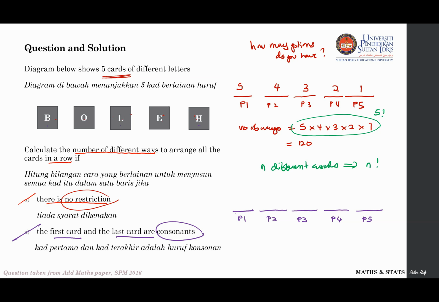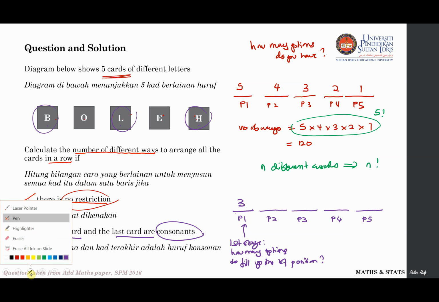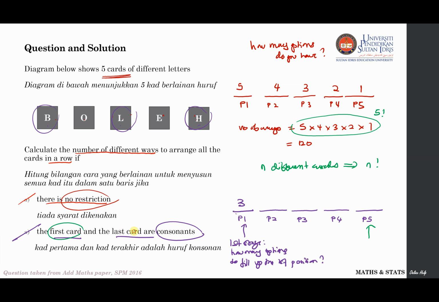So katakanlah you start dengan first stage, okay, first stage adalah untuk pilih card untuk isi pada position yang pertama. So your first stage adalah how many options you have to fill up the first position. Okay, so option yang you ada dalam kes ni adalah you ada 3 option, iaitu sama ada B ataupun L ataupun H, 3 option. So now kalau you move on to the next one is the second stage.